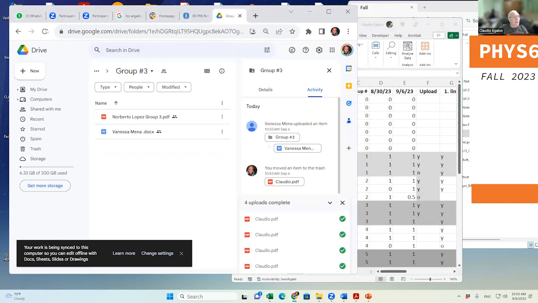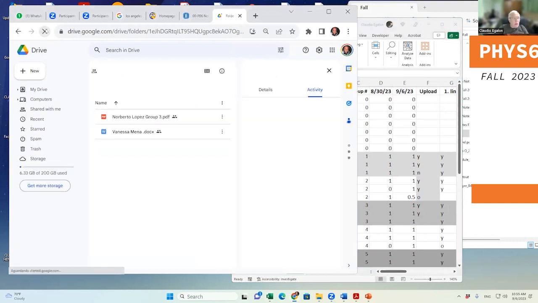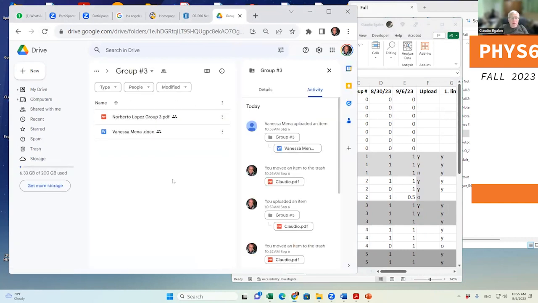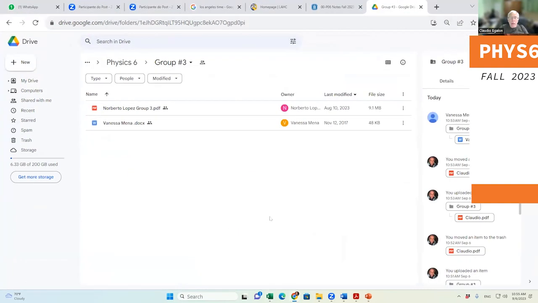Let me see. I don't see it there. Yeah, if you don't see your file there, I do not know why. Oh, really? Yeah, see? I'm sharing my screen. I see only Norberto and Vanessa. Let me check. Let me do it one more time. Click, drag, and drop.